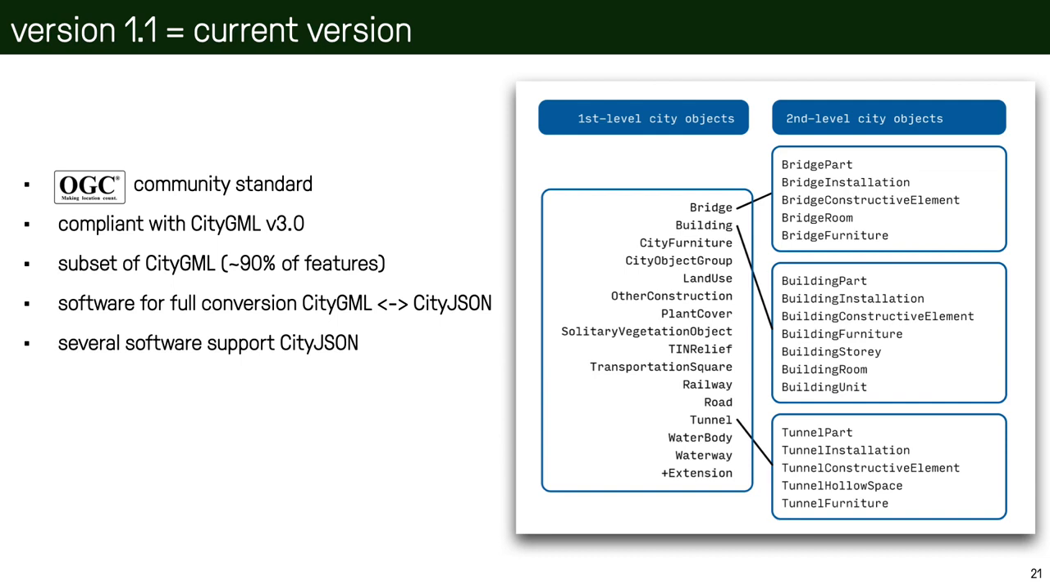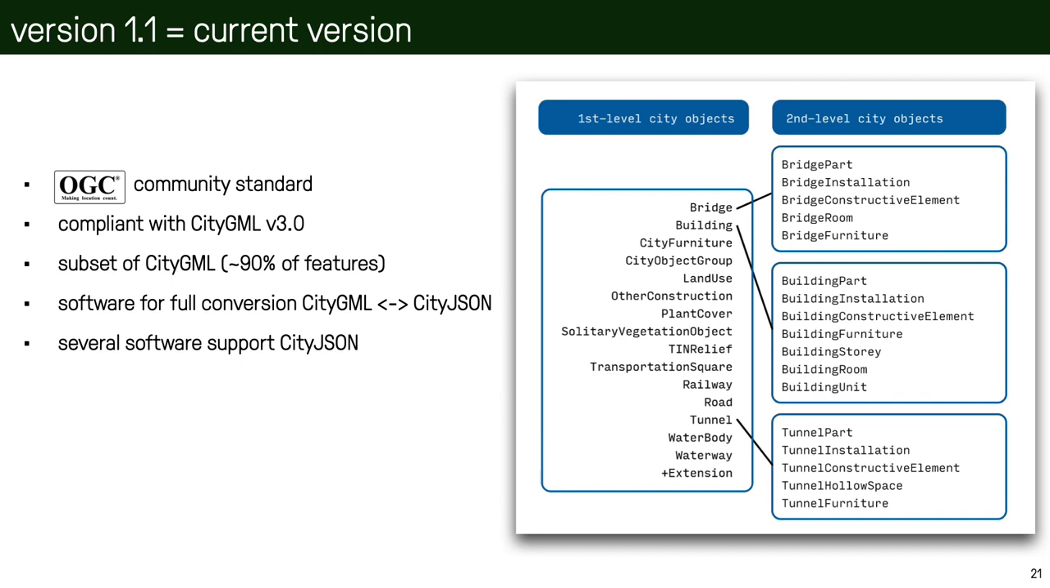What's also important is that since the summer of 2021, CityJSON is a community standard of the OGC, so it's an international standard. And we also have open source software that can automatically convert between CityGML and CityJSON and vice versa. And we already have a long list of software that are supporting CityJSON.